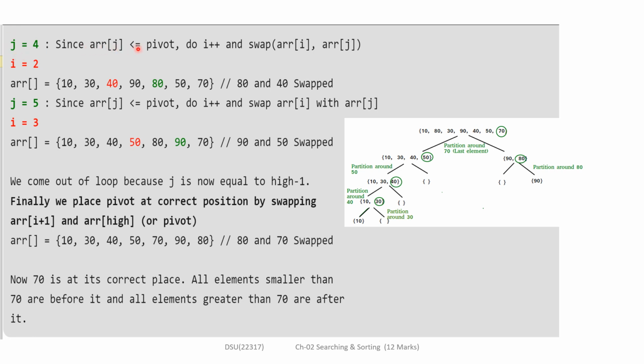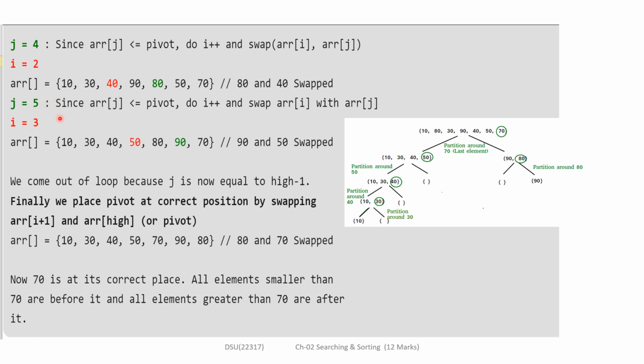Since array of J is less than pivot, do I++ and swap array of I and array of J. I is equal to 2. Array list is equal to 10, 30, 40, 90, 80, 50, 70. 80 and 40 are swapped.